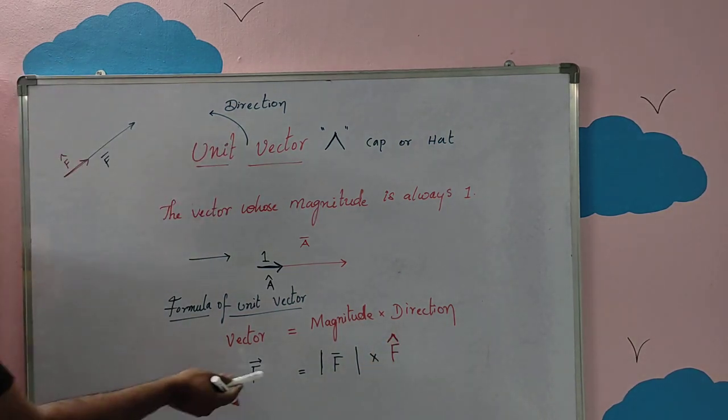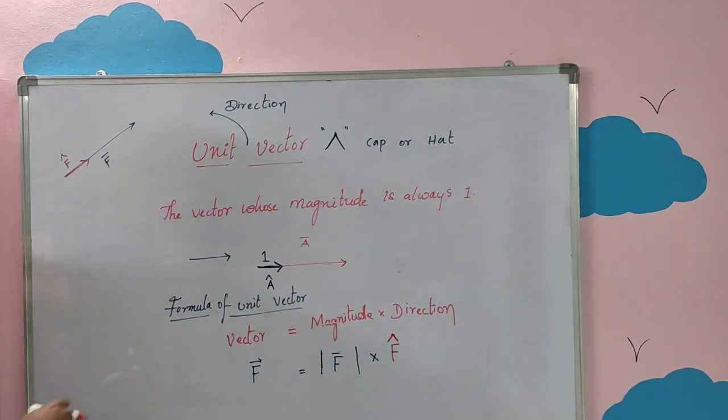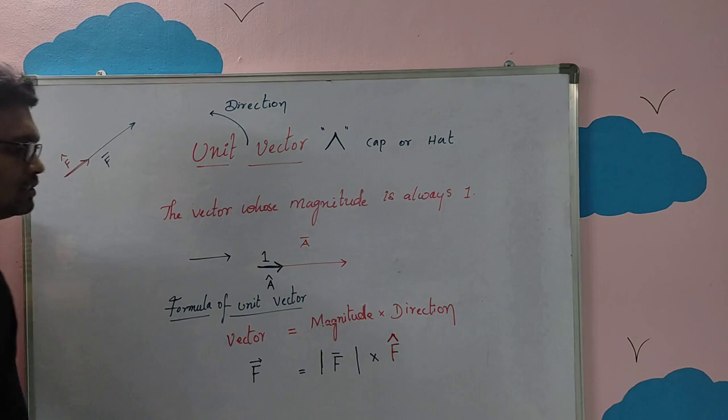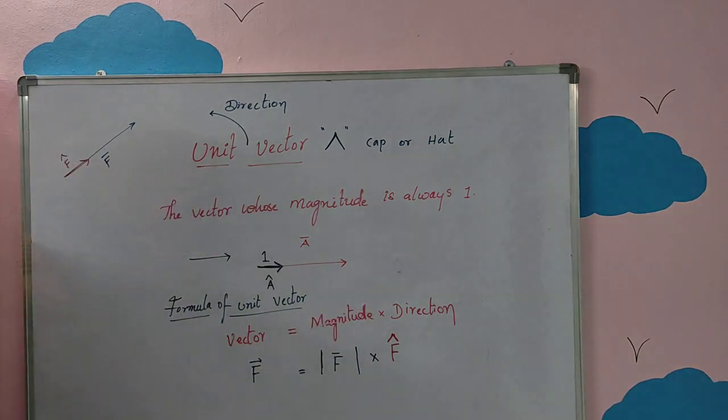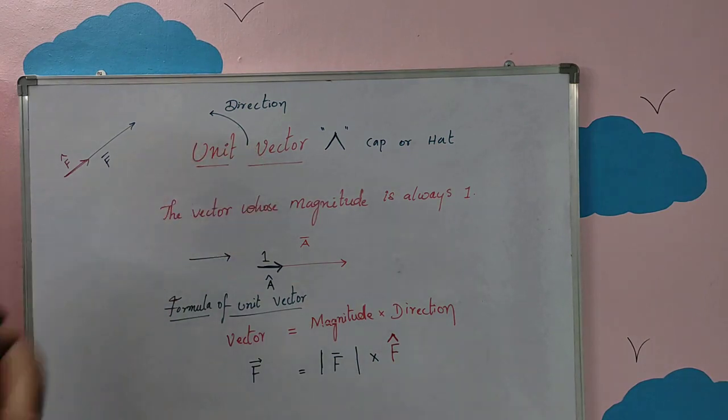Now, you can see when you call force a vector, it has its magnitude in the modulus and it has its direction with the help of the unit vector. So, the unit vector's purpose is just to give the direction of the main vectors.